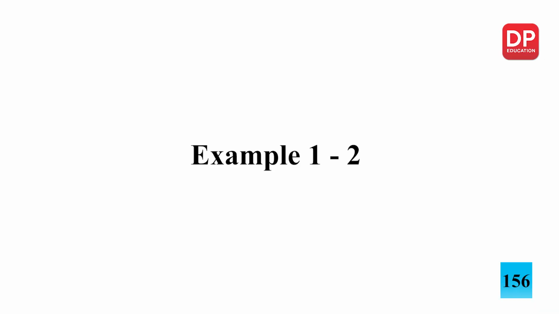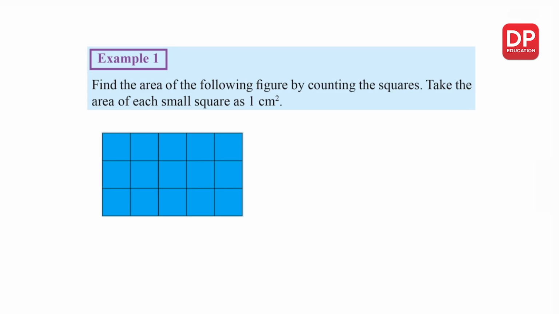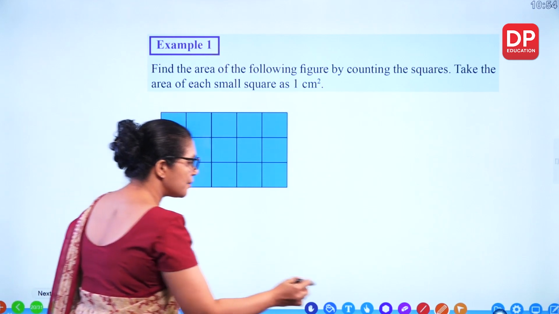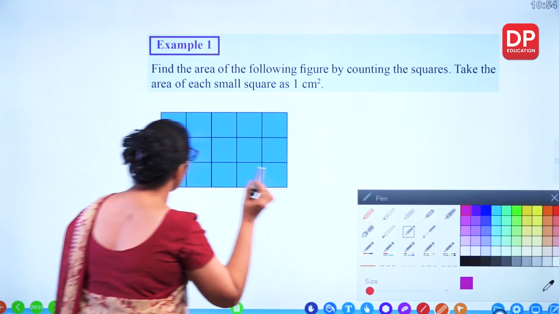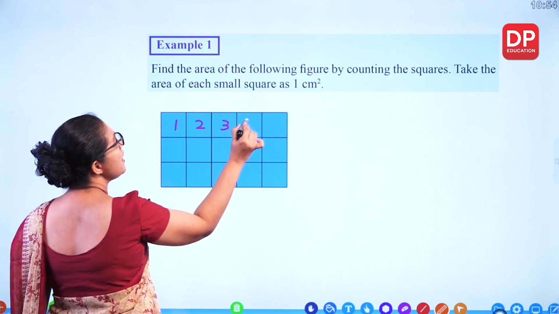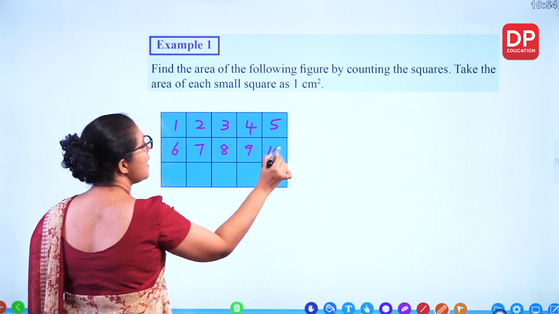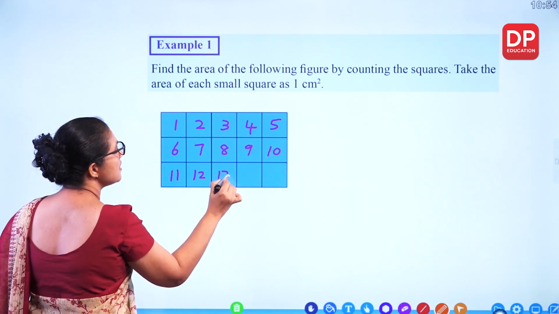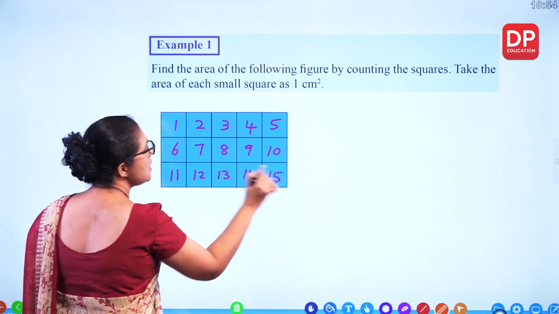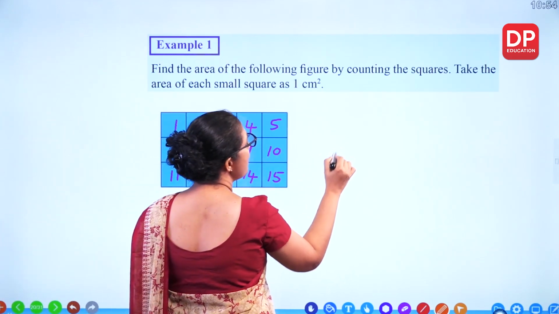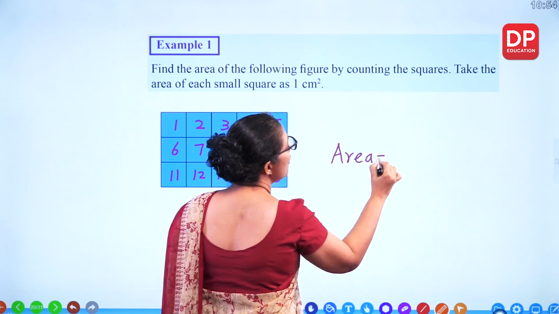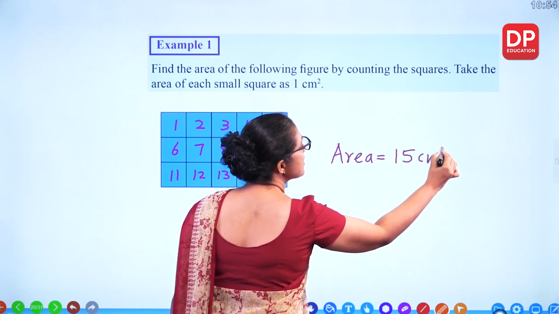Now we'll look at the examples and exercises in your textbook. Example number one, find the area of the following figure by counting the squares. Take the area of each small square as 1. So we'll count it. 1, 2, 3, 4, 5, 6, 7, 8, 9, 10, 11, 12, 13, 14, 15. So 15 squares. So the area is 15 square centimeters.